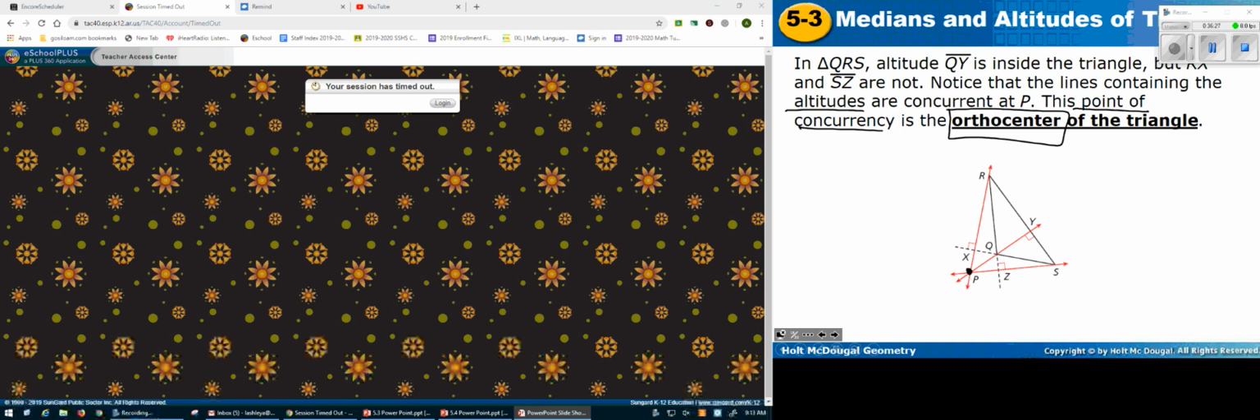So at this point, we just need to know there is an orthocenter that's created by the altitudes. It does exist even in an obtuse triangle. It's just outside the triangle and you have to extend out your altitudes.